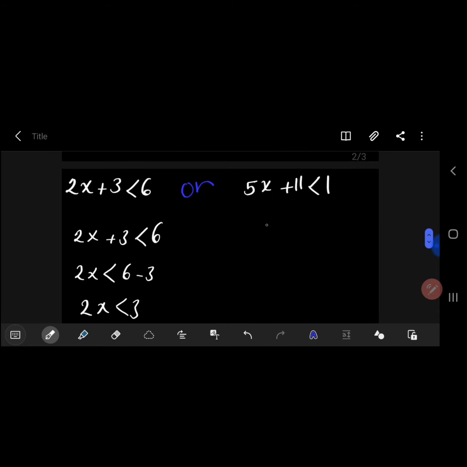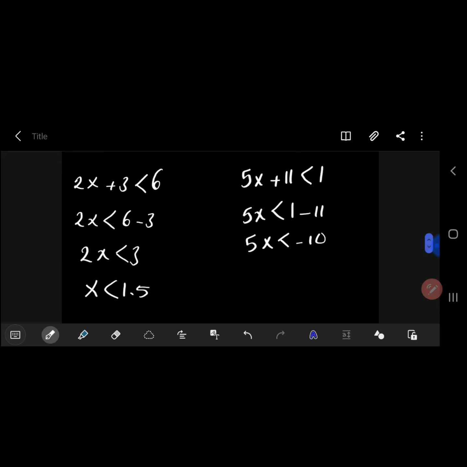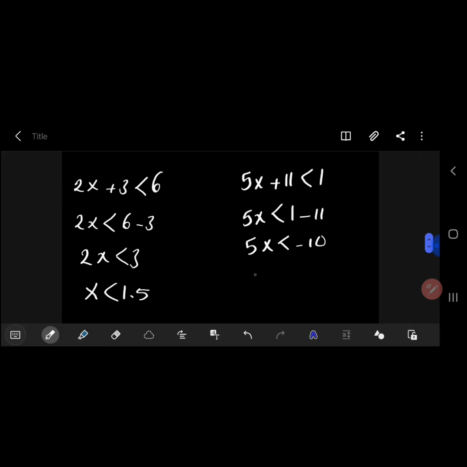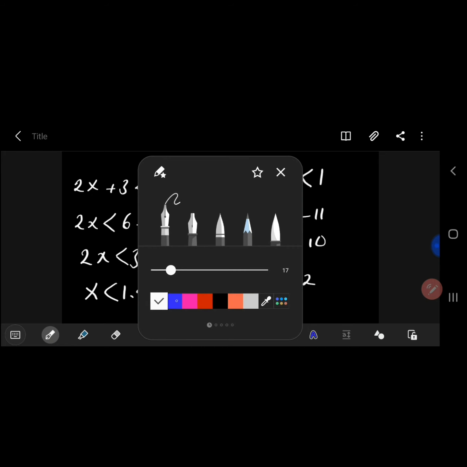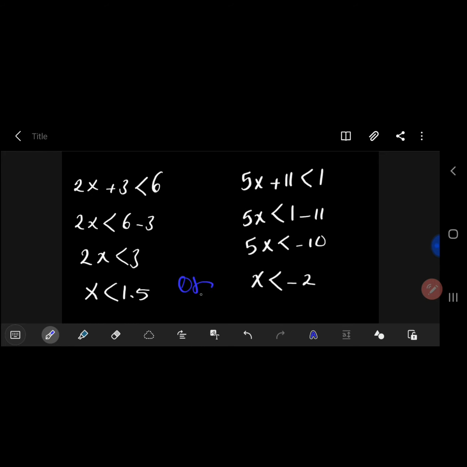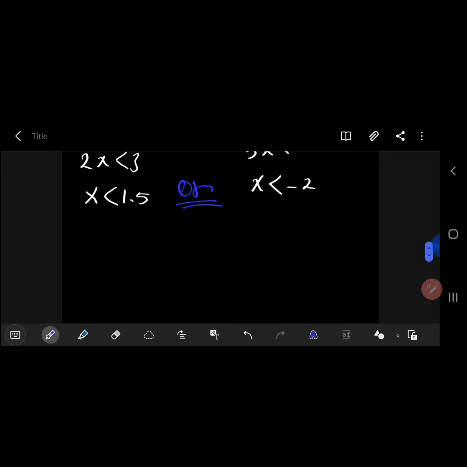The same thing, I will do it here. 5x plus 11 smaller than 1. 5x smaller than 1 minus 11. 5x smaller than minus 10. x smaller than minus 2. So between them there is what? There is "or". Here I will take a line.